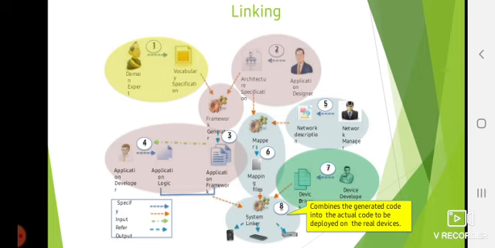The network description and the architecture specification are mapped in the mapping, and using the mapping files, the system linker and the device driver are combined in the system link. The generated code is combined into actual code to be deployed on the real devices.